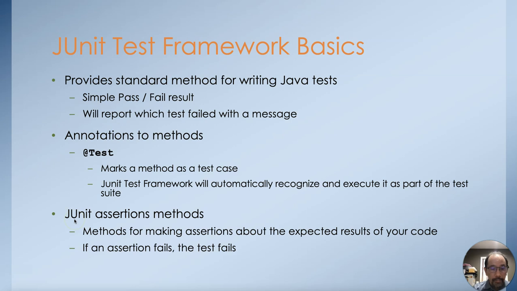Now, on top of that, with any kind of framework, there are methods that are created for you to help you do your work. And so there are what we call assertion methods within this JUnit test framework. These methods make assertions, they make claims. They basically say, is the result of this equal to this, or is the result of this true, or is the result of this false, things like that. And if this assertion method call fails, the test fails.